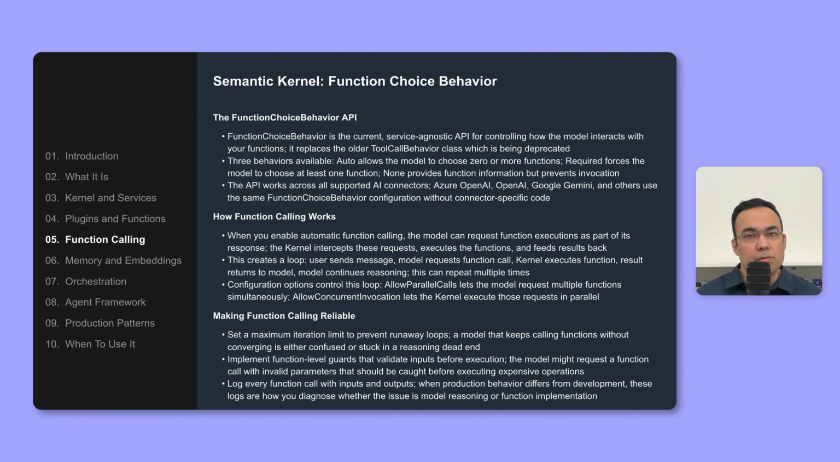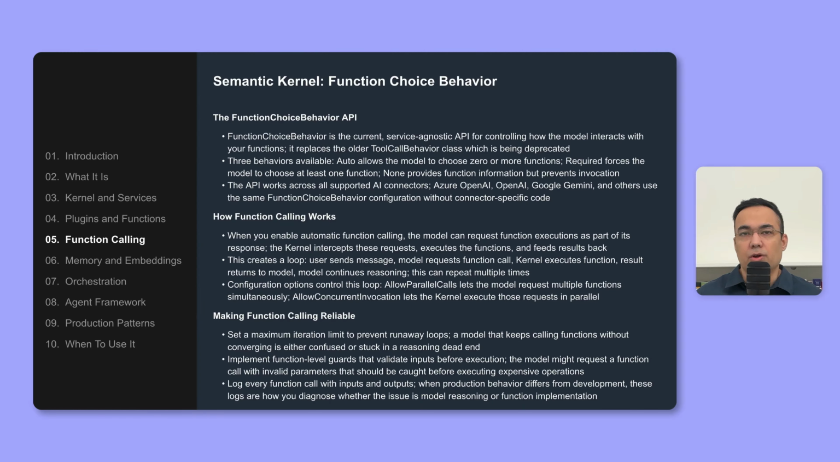You should also be implementing function level guards that validate inputs before execution. The model might request a function call with invalid parameters. You should be catching this before you execute expensive operations or, worse, irreversible operations like database writes.